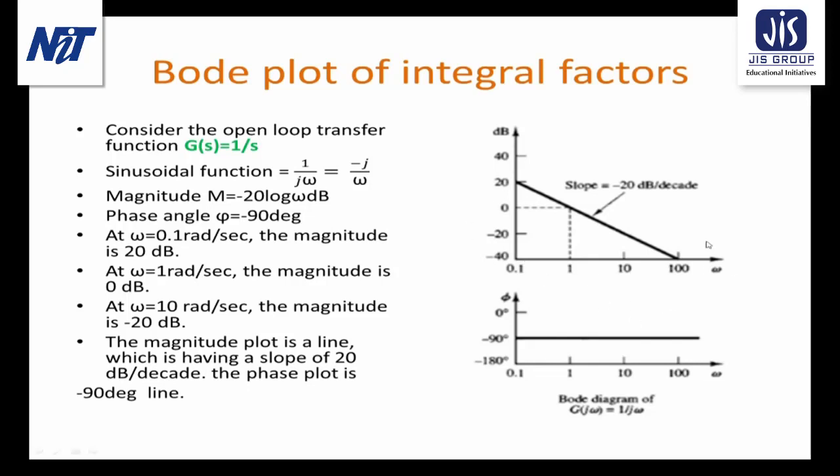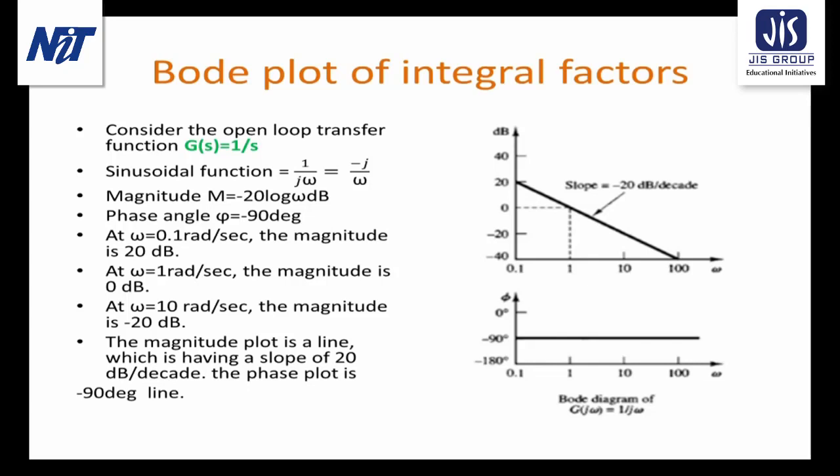So this is the complete magnitude plot, and the phase plot is independent of the value of omega, and it has a constant value of minus 90 degree throughout all frequencies of omega. So it is the Bode plot of a single integral factor, that is a single pole at origin.